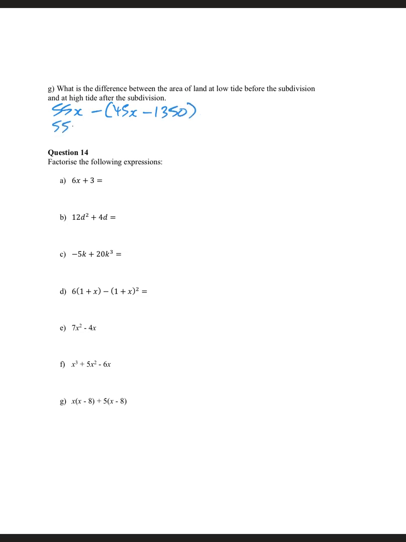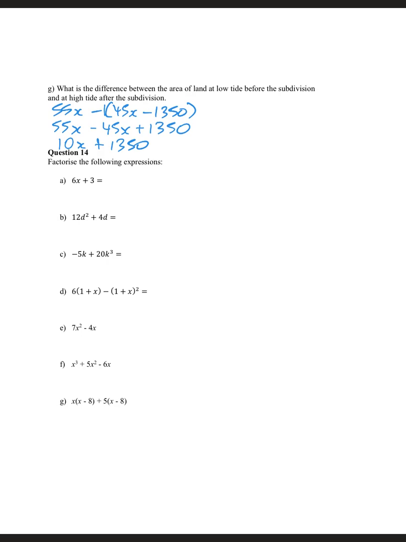That's going to be 55x. That's like a negative 1 at the front, so it's going to be negative 45x. Negative 1 times by negative 1350 is positive 1350. 55 take 45 is 10x plus 1350. So all of this is a little practice of FOIL, basically.